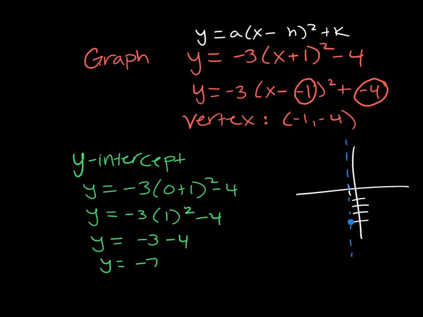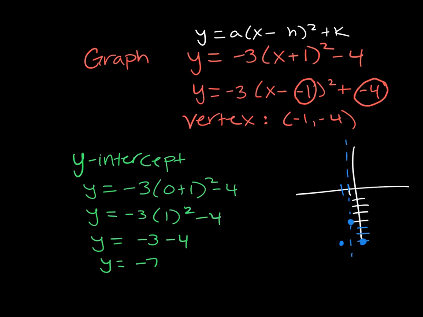1, 2, 3, 4, 5, 6, 7. So there is our y-intercept. And then we can also graph that matching point. So 1 to the left and also down 7. And so that's looking pretty good.